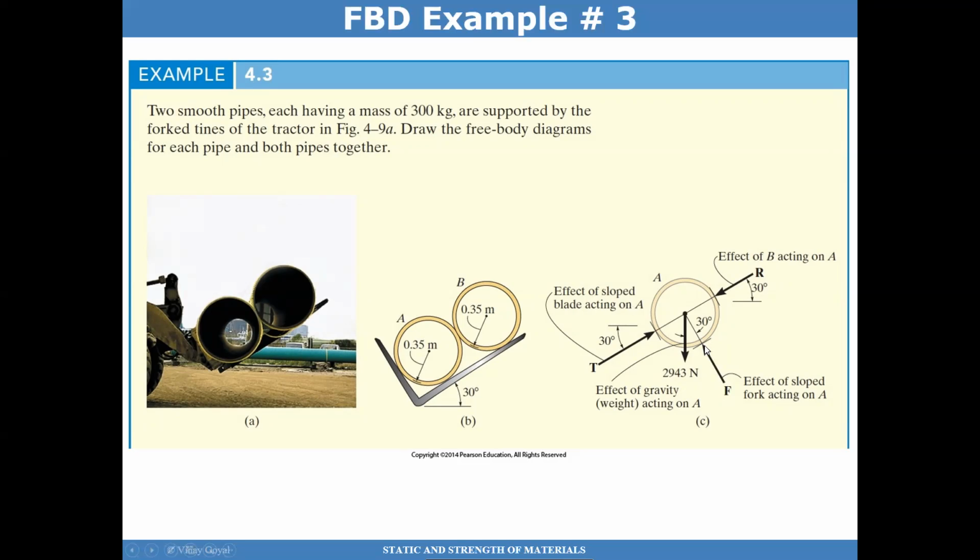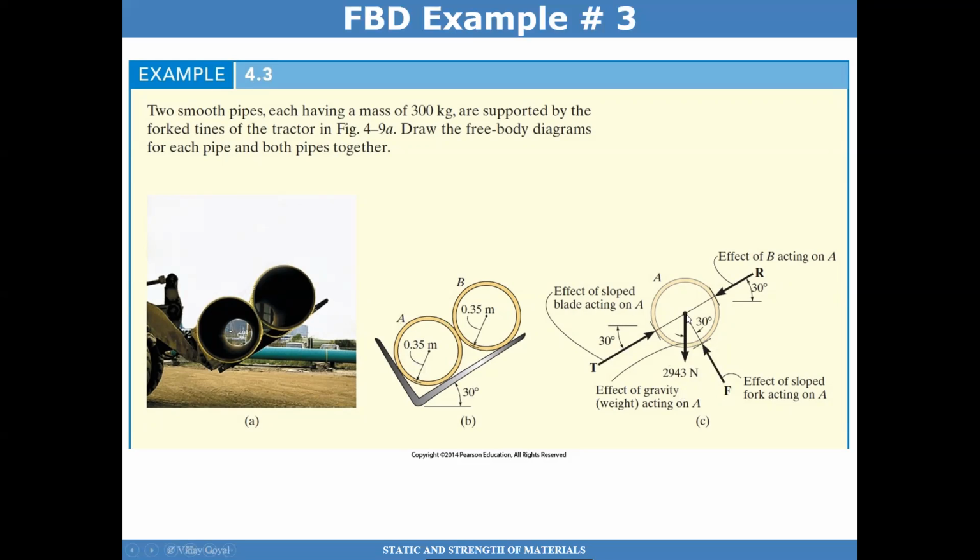And I also want to transfer any angle information that could be useful, and that angle is about 30 degrees to the vertical. That can be seen because this angle here is 30, so this angle also should be 30. I also have the fact that this pipe weighs 300 kilograms.